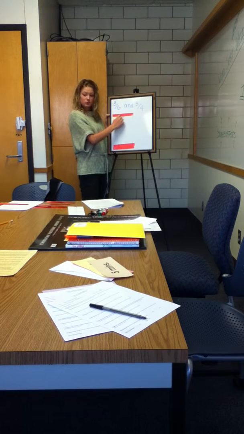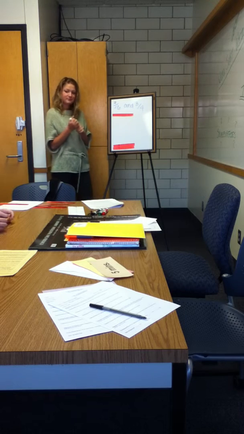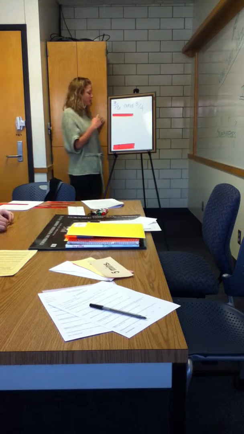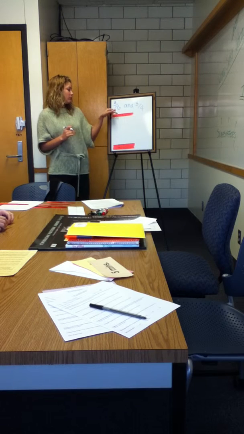We have 1/6, 2/6, 3/6, 4/6, 5/6, and 6/6. So we have 6 equal sections. Does that make sense? Yes. Okay. So now we're going to plot our 3/6 on the number line. So we find our 3, we plot it. Now, we have our one fraction done.